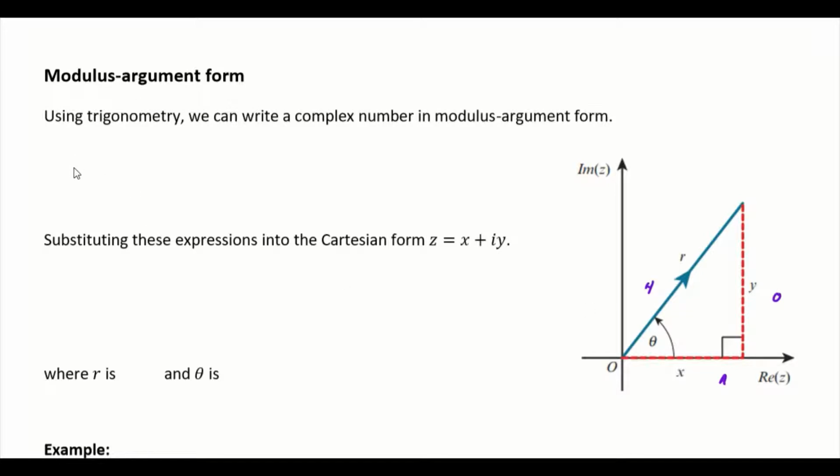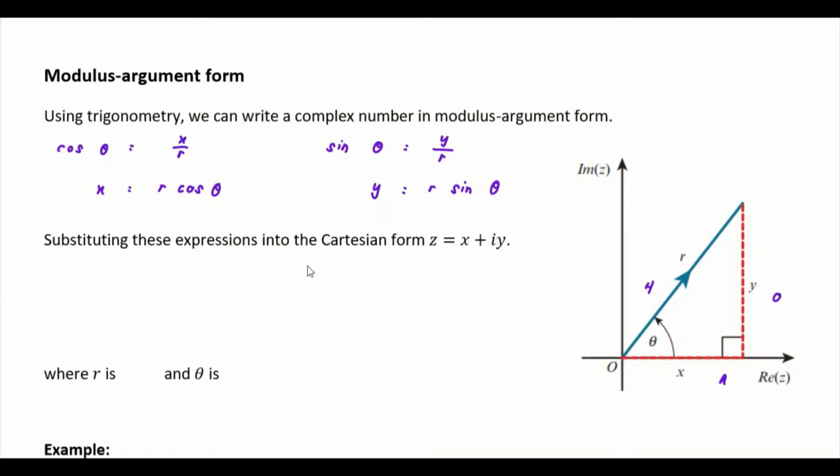So I can always connect x to theta and r by using cos. Cos theta is equal to adjacent over hypotenuse, which is x over r. In other words, x is equal to r cos theta. We do the same thing for y. It's opposite and hypotenuse, so sine theta is equal to y over r, so y is equal to r sine theta. Now we have changed x and y into the form of r and theta.